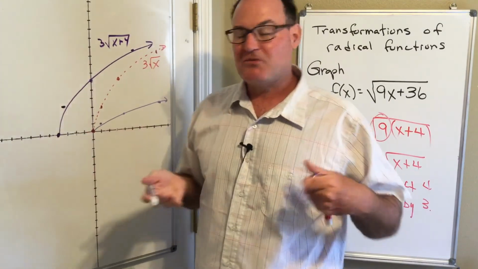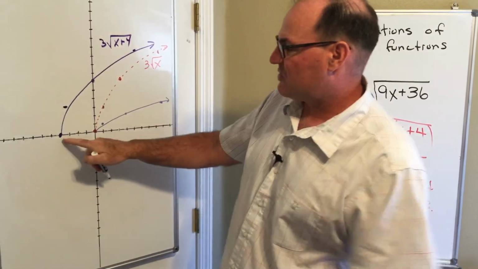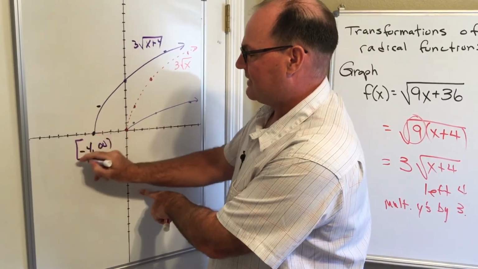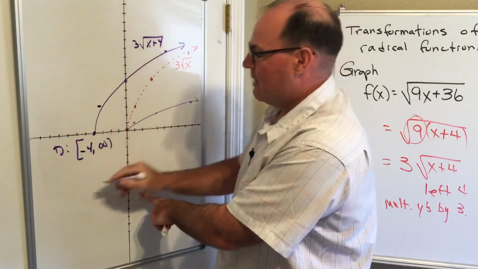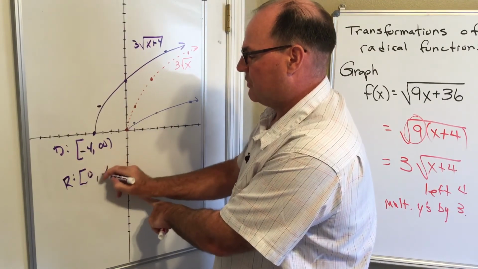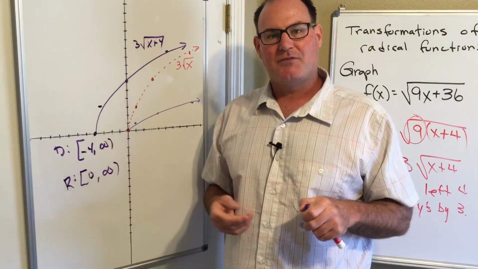From the graph, we can find the domain and range. You could have found the domain analytically. So this starts at -4 and goes to infinity. That is my domain. And you can see since I have not moved the graph up or down, the range remains a low value of 0, and it goes to positive infinity. And there is my transformation of a square root graph.